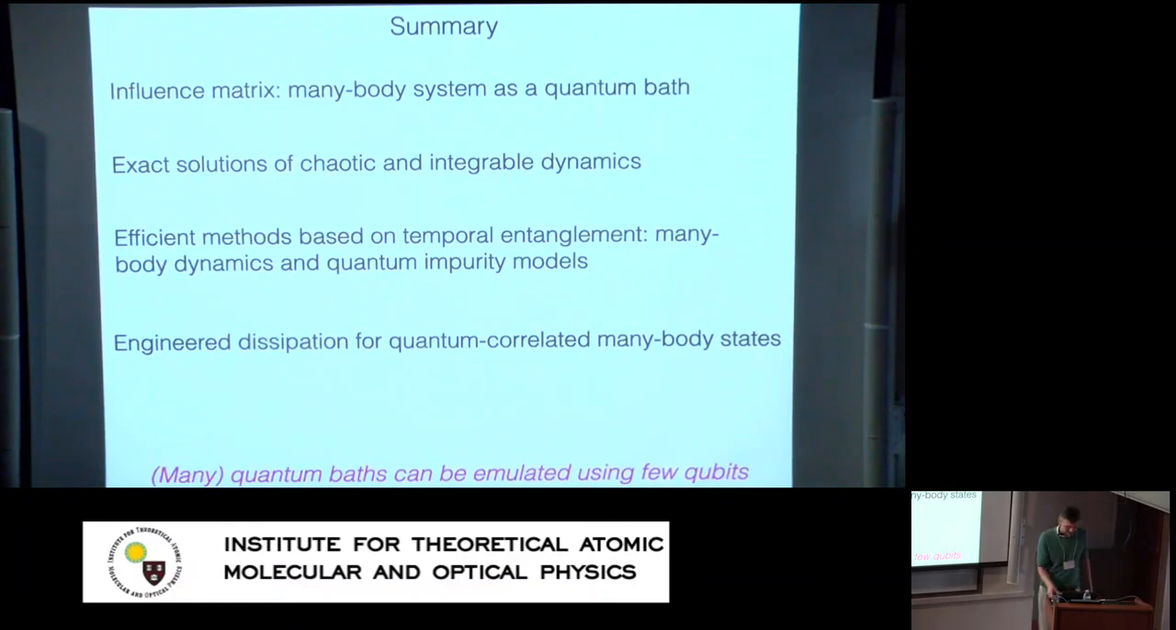But let me conclude here. The main message I wanted to convey is that there are many examples of quantum problems that can be emulated or approximated using just a few qubits. This gives rise both to a family of new efficient methods based on temporal entanglement, with applications to many-body dynamics and quantum impurity models, and also to ideas for using engineered dissipation for correlated many-body states.